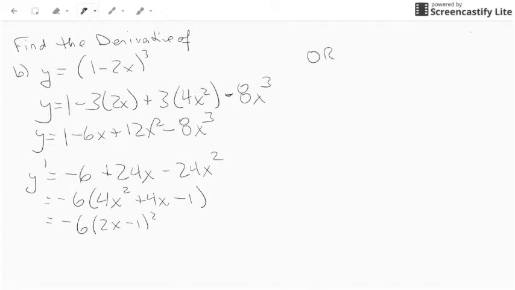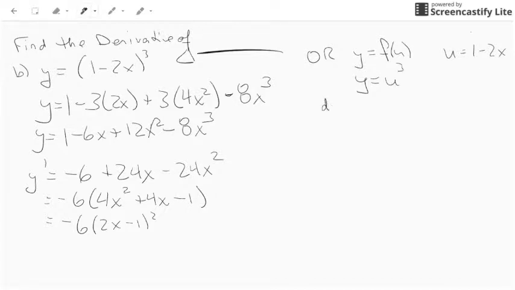Or what I could do here is, again, use the chain rule. And once again, I'm going to use the u and y notation. So I'm going to say that y is some function of u. Now, when I take a look at the original function, you have to think, okay, what would u be? I hope it's pretty clear that if u is the interior function, it's going to be 1 minus 2x. And so that means y as a function of u is u cubed.